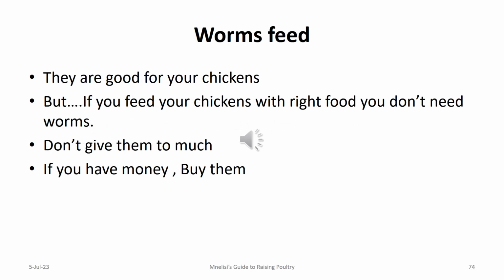Worms feed. Worms are good for your chicken. You will find them in stores. But if you feed your chickens the right diet, you don't really need worms. Don't give them too many worms. They might end up eating too many worms and less feed.